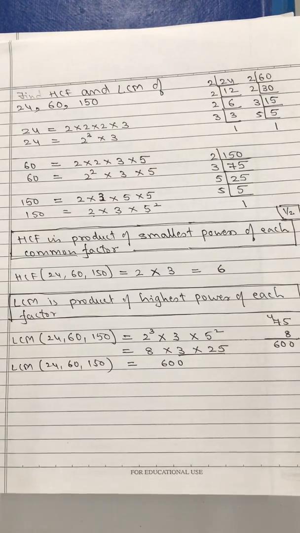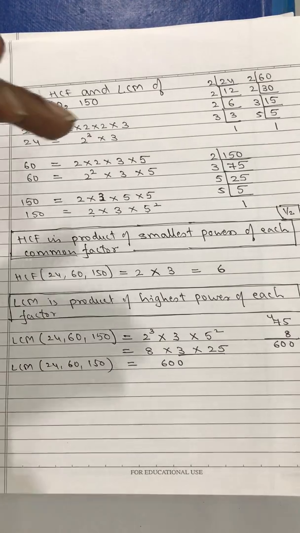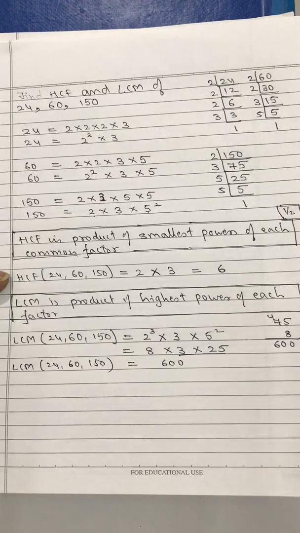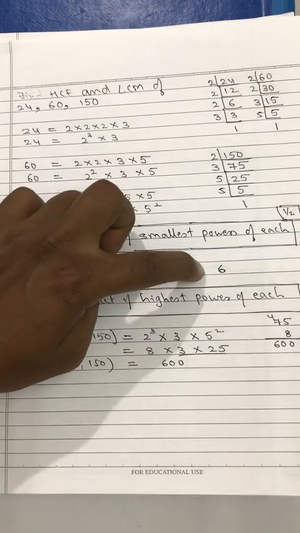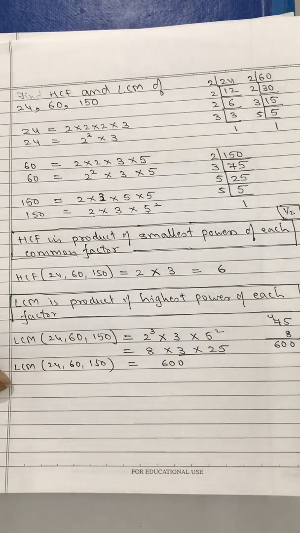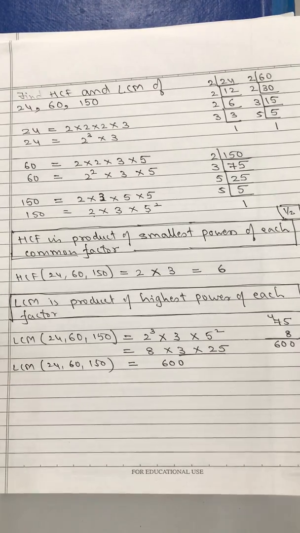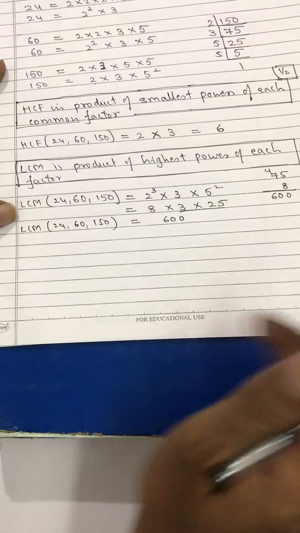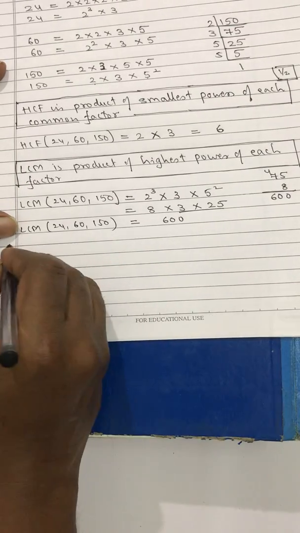Now what? I guess you will be guessing what is next. Is 24 into 60 into 150 equal to HCF of 24, 60, 150 into LCM of 24, 60, 150? See here, we will go back, I will solve this.